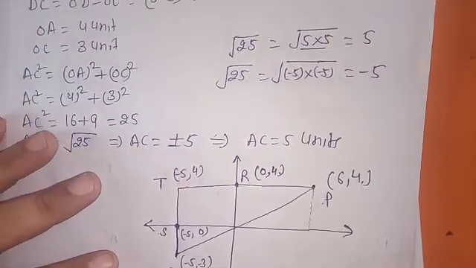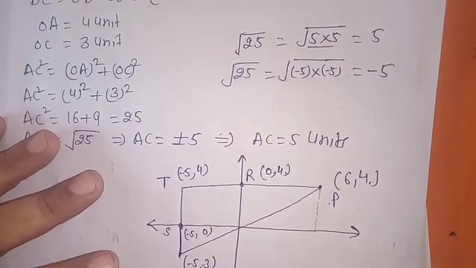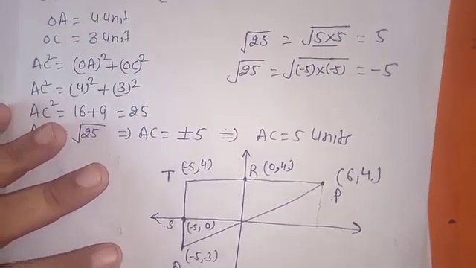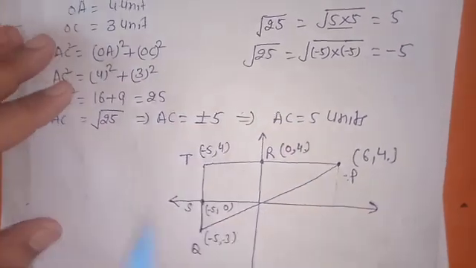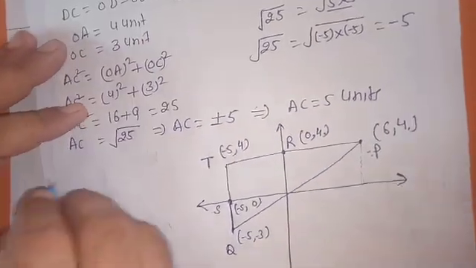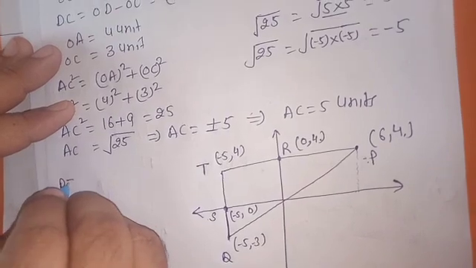Understood? Then what can you say? This is P, this is T. So first we can find what? PT.